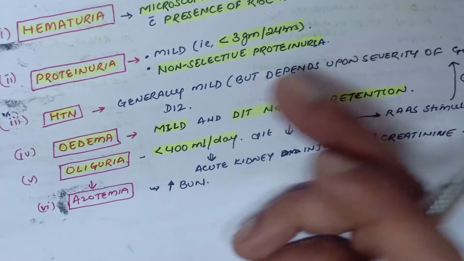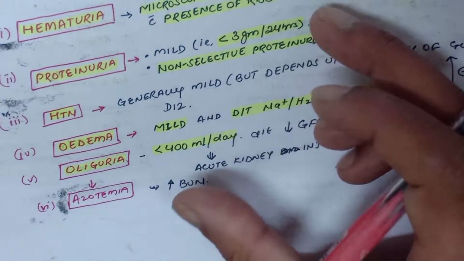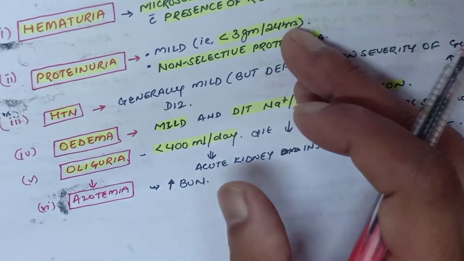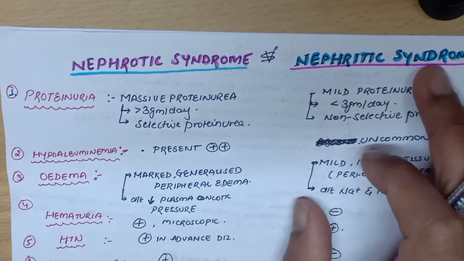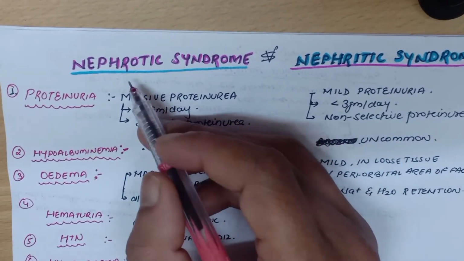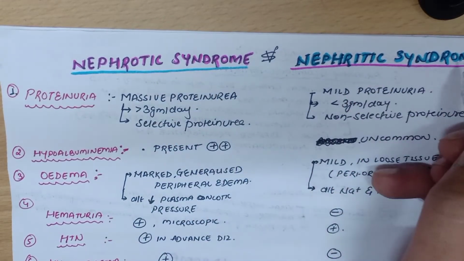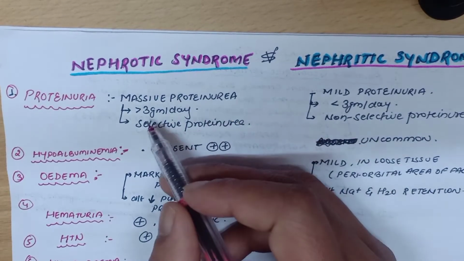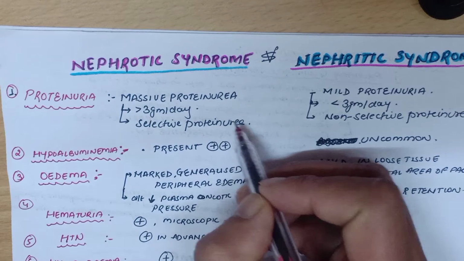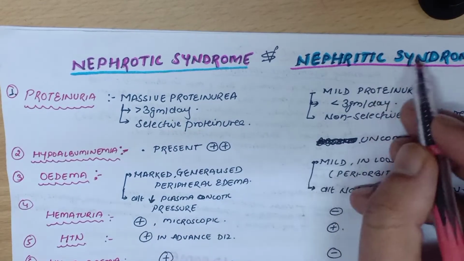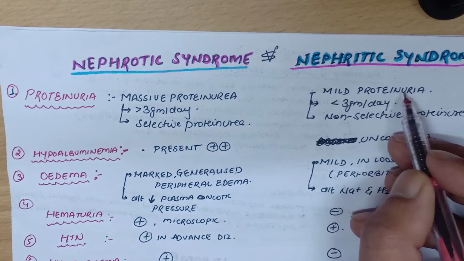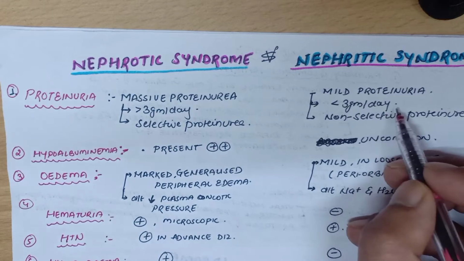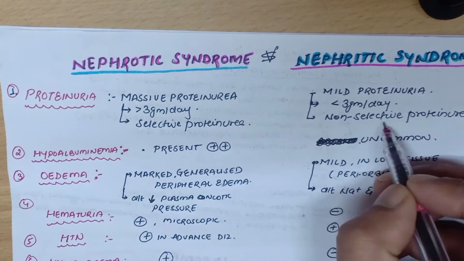Now coming to the difference between nephritic and nephrotic syndrome, we'll summarize all this in the form of a comparison. In nephrotic syndrome we see there is a massive proteinuria of more than 3 grams per day, and the proteinuria is selective. Whereas in nephritic syndrome there is mild proteinuria, and the loss of protein is less than 3 grams per day, and the proteinuria is non-selective.